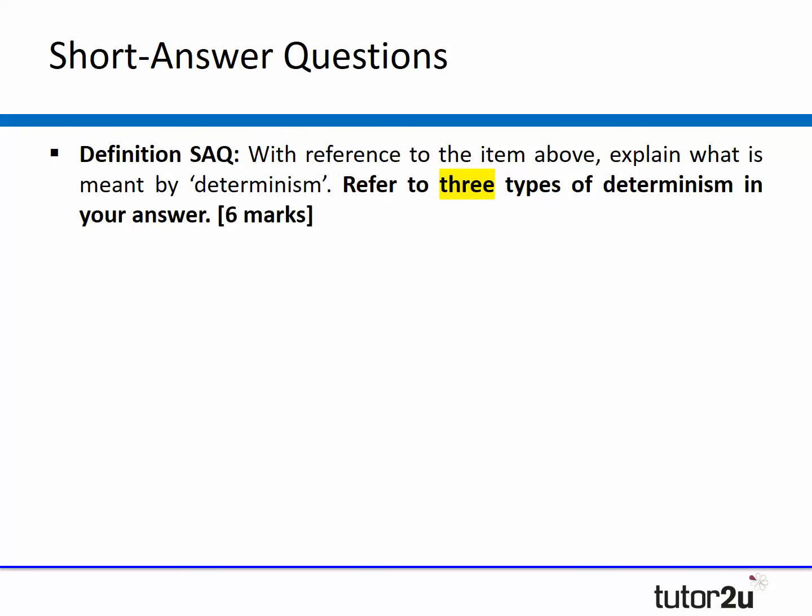So in terms of a definition short answer question, this is the type of thing I mean. With reference to an extract, explain what is meant by determinism, and refer to 3 types of determinism in your answer. So you can see straight away the importance of specialist terminology. They have to know all 3 types of determinism to be able to successfully answer that question.